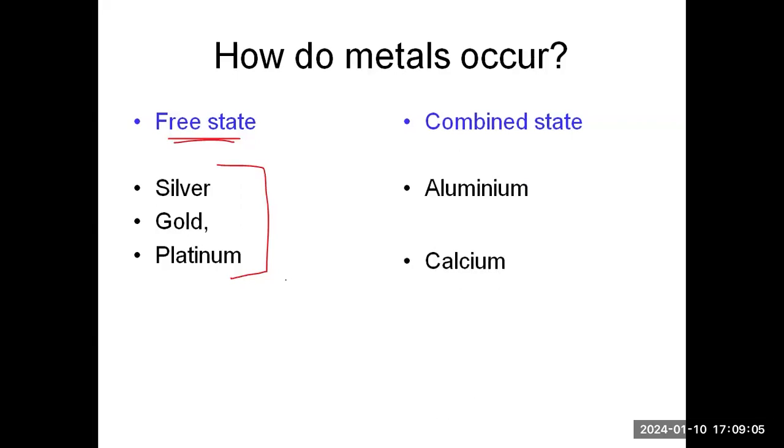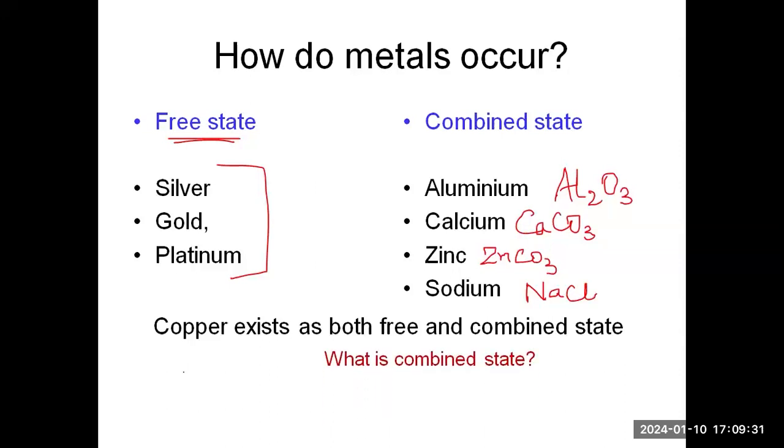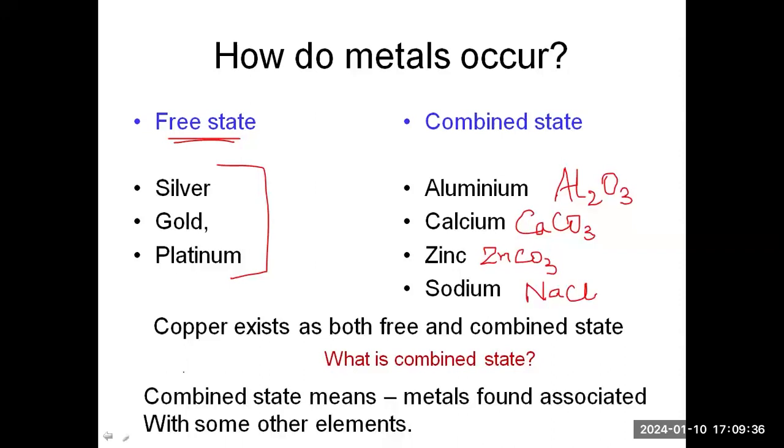And aluminum, calcium, zinc, sodium, these all are in combined state. Like we get aluminium as aluminium oxide, calcium as calcium carbonate, zinc in zinc carbonate, sodium in chloride form, like that. Copper can exist both in free and combined state. So just now, as I told you, combined state means the compound form of the element.